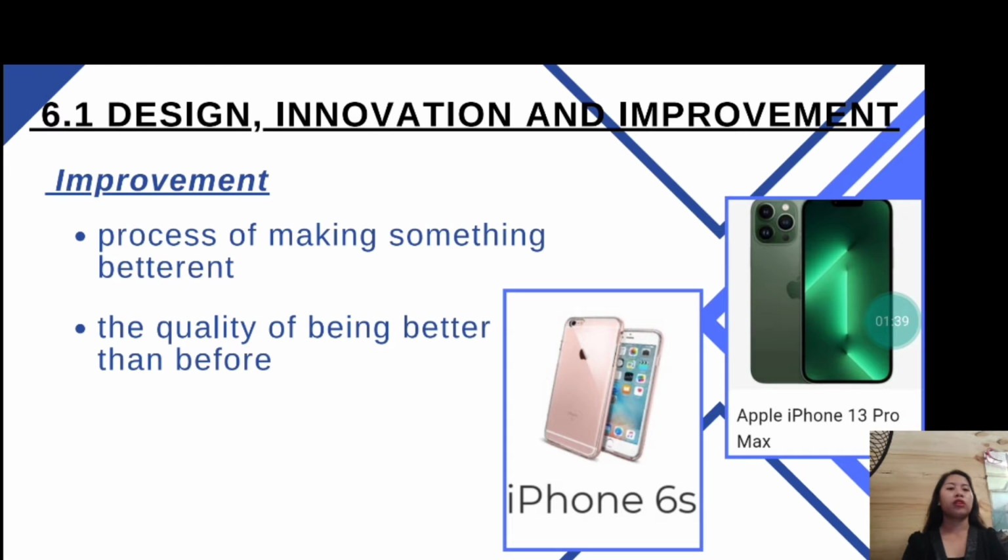cell phone. iPhone 6. Before iPhone 6, there was only one camera, and at the same time the camera was not so good, but it improved in the latest ones, which is iPhone 13 or 14. Their product now has higher quality.